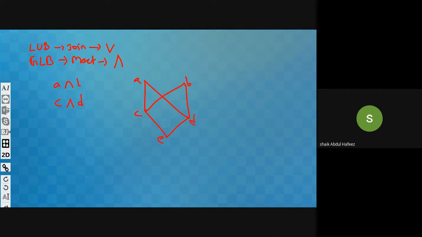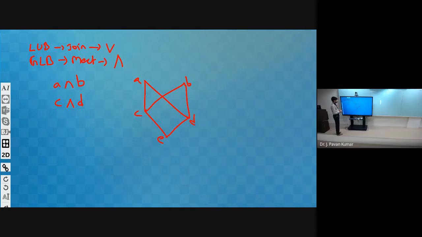For A and B, it's C comma D. A and B, it is meet. Meet in the sense greatest lower bound. I have written there, right? Greatest lower bound. A and B, what are we having? For A, what is the lower bound? A's lower bound will be CDE. For B, lower bound will be CDE. Now, for common A and B, what is the lower bound? Lower bound of A comma B will be CDE.